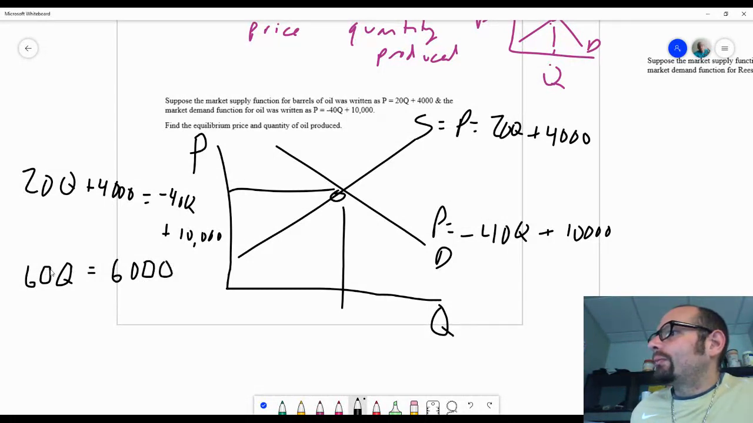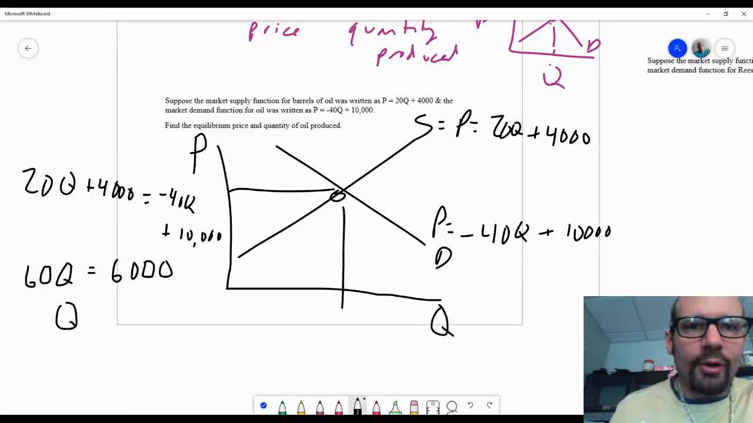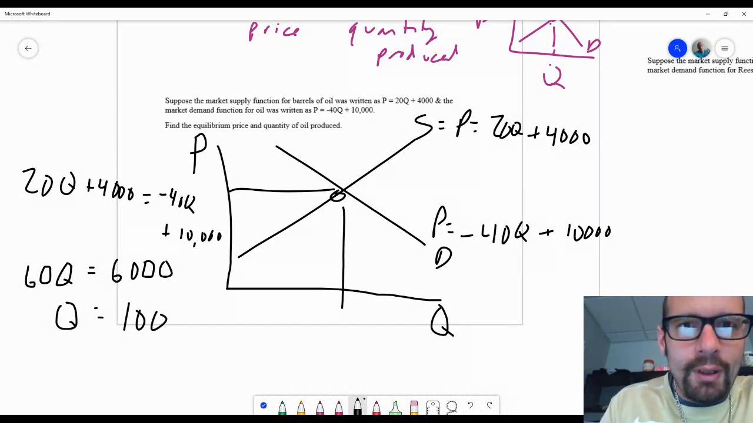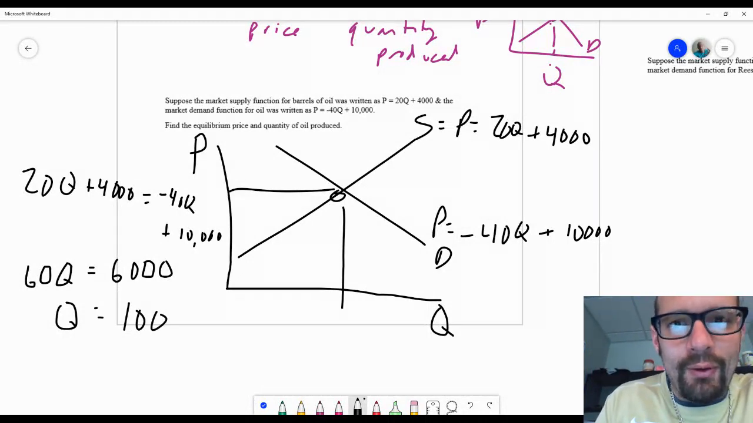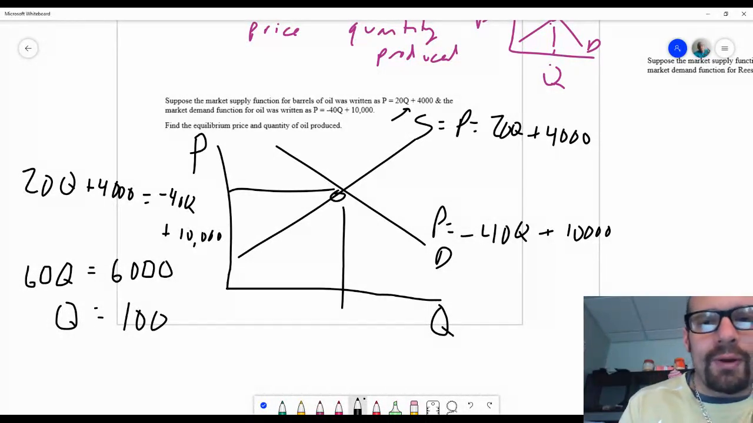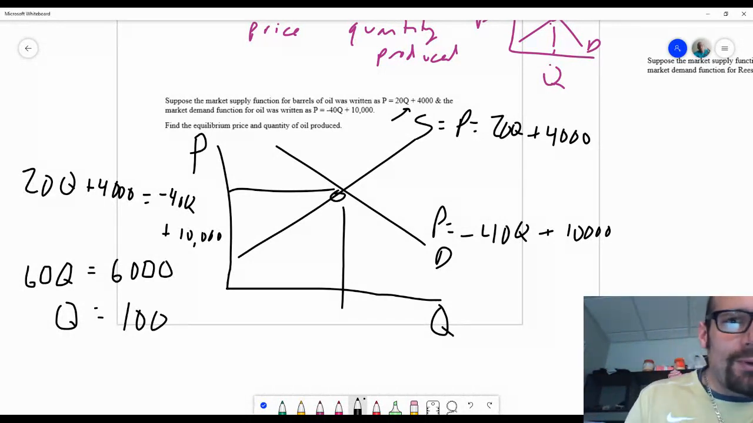So 60Q being 6,000 means the quantity that's going to be supplied is 6,000 divided by 60, which is 100. Okay. So there's going to be 100 barrels of oil produced in this little economy right here. Now to find the price, we'll put our 100 back in that Q function. I know the price is going to be a little bit higher than this; I just wanted to put some random numbers here.